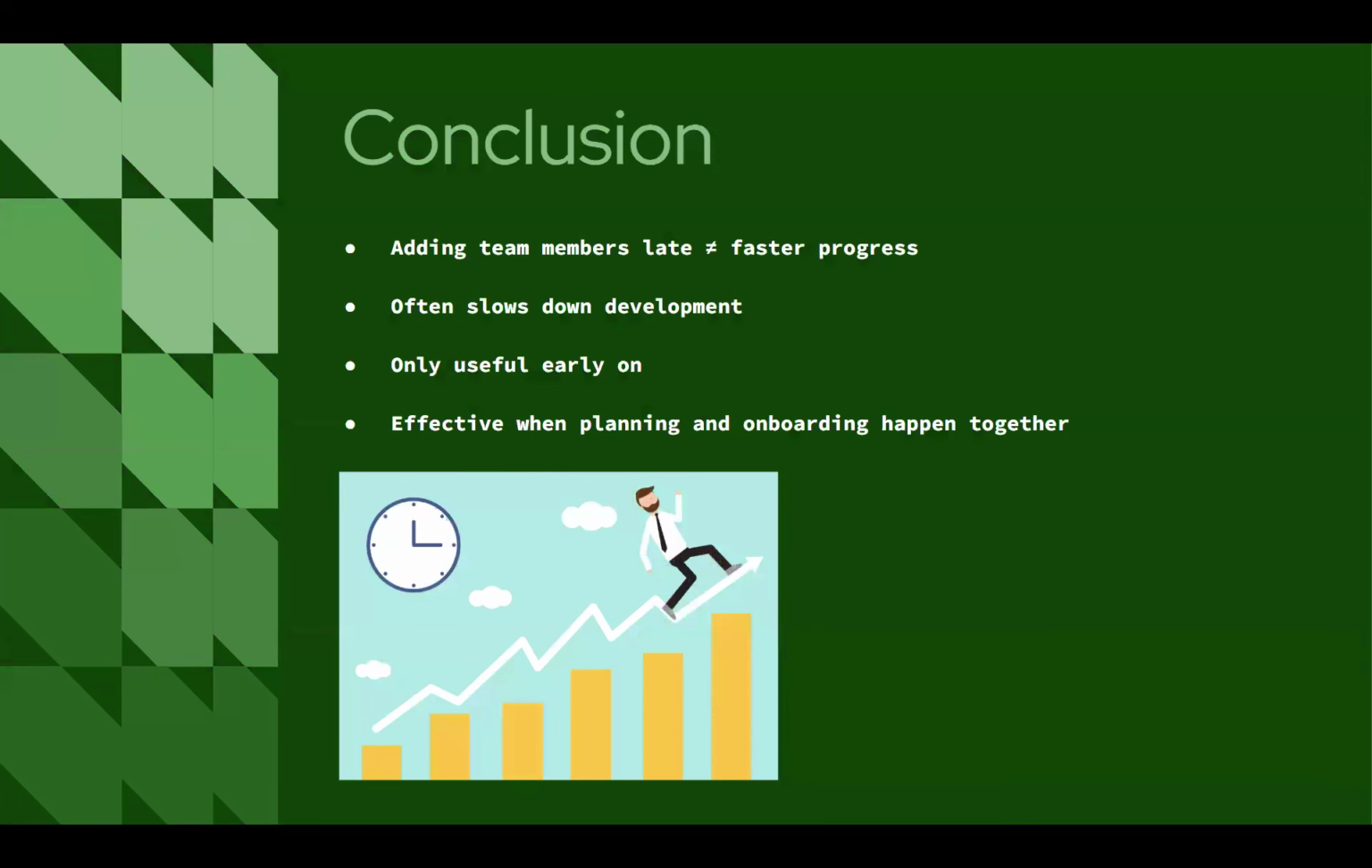So in conclusion, adding team members late does not equal faster progression. It actually slows it down. So you want to really add people only at the beginning, because nothing has been really coded yet. You can decide right there whether or not you need more people, because adding more people later on can effectively postpone when you're going to get your project done. And that's it.